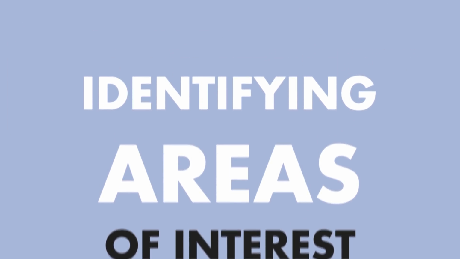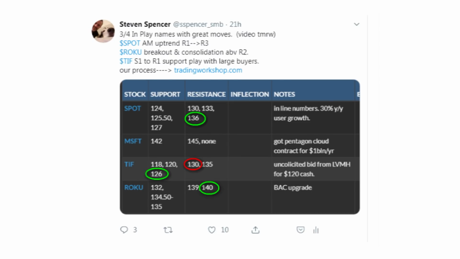Step 2 is identifying areas of interest. These are prices that stocks tend to trade to after they have a catalyst. These are also prices that if a stock can move through, they may have an explosive move. You've seen these areas of interest when we post the morning game plan, the notes from the morning game plan. So those are the two things: number 1, stock selection; number 2, areas of interest.